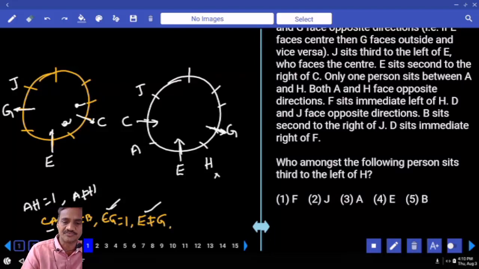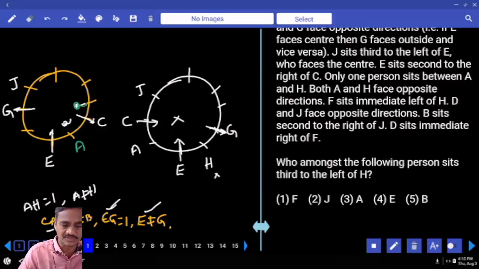Now in this case, F to the immediate left of H is not possible. Are you getting this one or not? Hence this case is ruled out. Now we are left with this one. Can you take A at this place? Let us take the possibilities now. If you take A at this place, the other possibility is that A can be here.